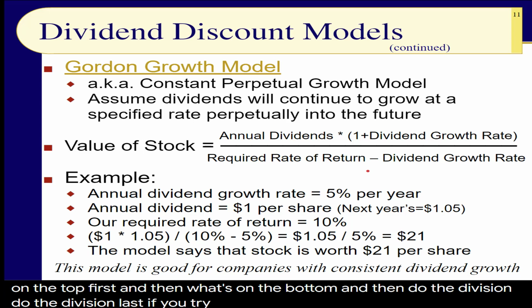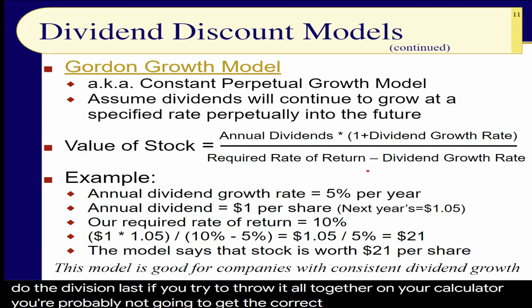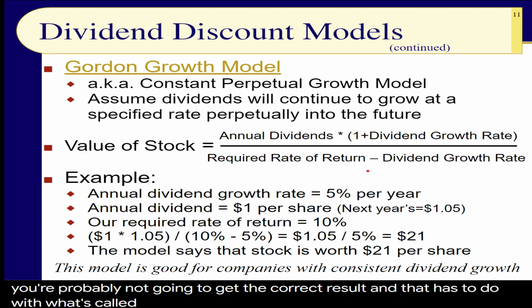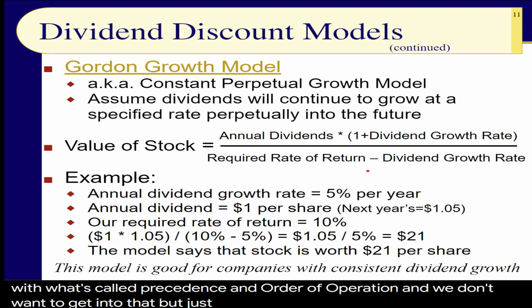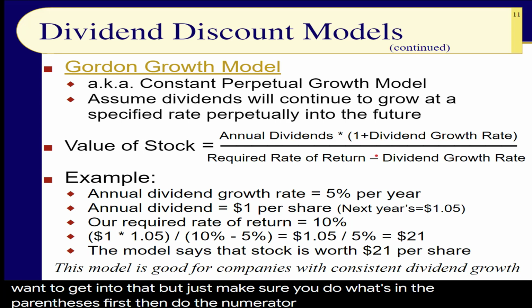If you try to throw it all together on your calculator, you're probably not going to get the correct result. And that has to do with what's called precedence and order of operation, and we don't want to get into that. But just make sure you do what's in the parentheses first, then do the numerator, and then do the denominator, and you will be fine.